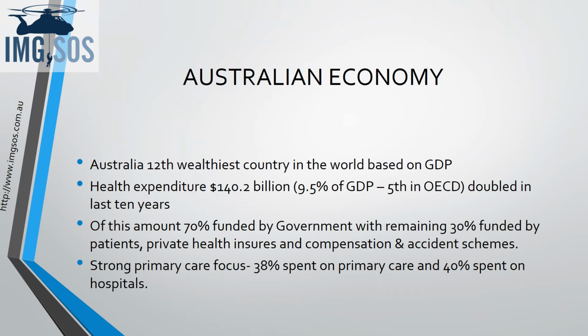We have a strong primary care focus, and we'll talk in our second lesson about what that means for the delivery and the success of healthcare in Australia. About 38% of our funding is actually spent on primary care and about 40% spent on hospitals, with the rest spent on other programs. So that's quite significant. In countries such as the US, and I use the US as an example because it's probably the most different to us as far as health economics is concerned, they would not have almost the same proportion of money spent on primary care and hospitals.